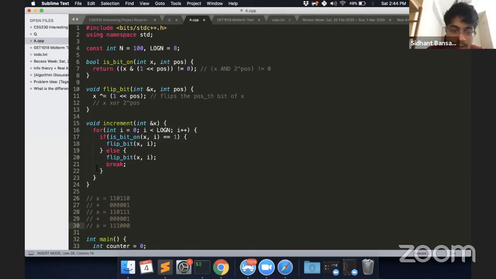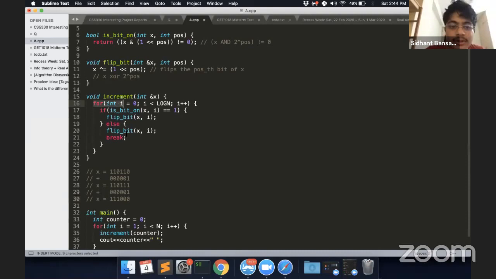Okay. So the code looks basically as follows. You start from the least significant bit, that is 0, and you go till the most significant bit. In this portion, you go from right to left. And if the bit is on, then you know you have to flip it because there is a carryover coming.